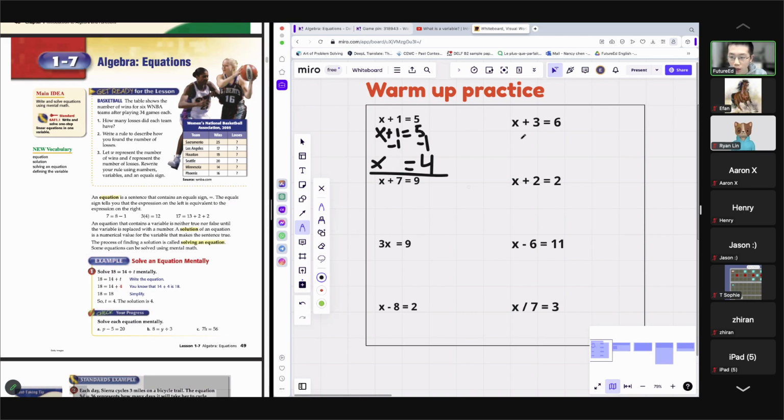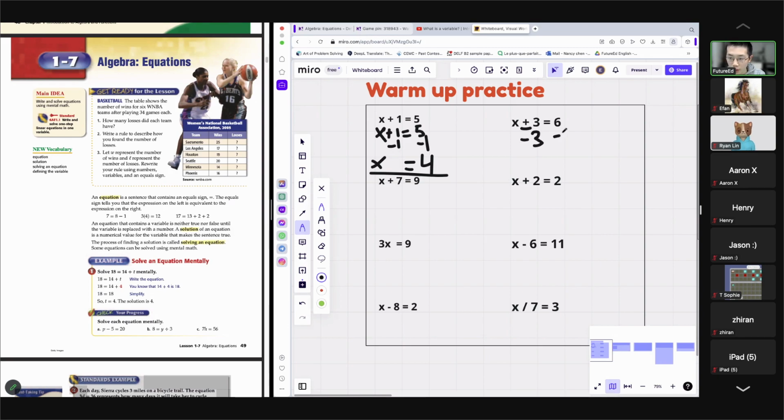Jason, would you like to try the next question? x plus 3 equals 6. Okay, so our first step would be to subtract 3 on both sides. Why would we have to subtract 3 on both sides, Jason? Because x plus 3, we just do the opposite, which is minus. Exactly. So if we see a positive sign, we want to subtract 3, okay? So we subtract 3 on both sides.